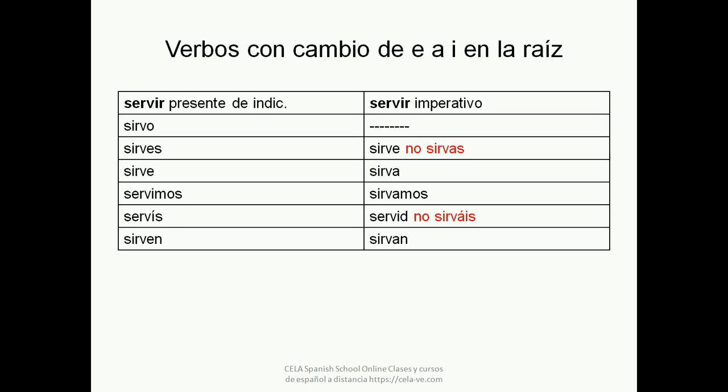However, verbs that change from E to I maintain the irregularity in all verbal persons in the negative imperative. This will also happen in the present subjunctive. The conjugation of the negative imperative and the conjugation of the present subjunctive are the same. Other verbs in this group are pedir, to ask, medir, to measure, vestir, to dress, seguir, to follow.